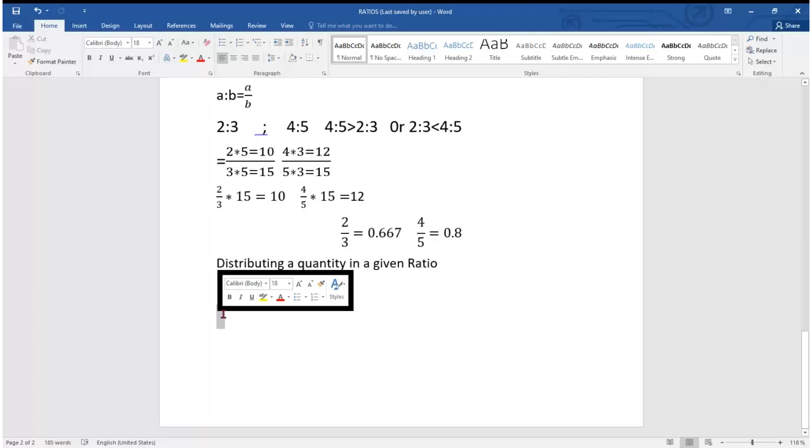My brightness has dropped significantly. Why? Okay.